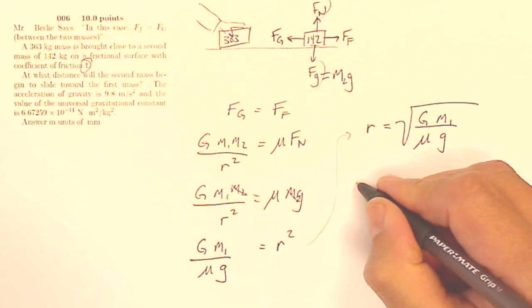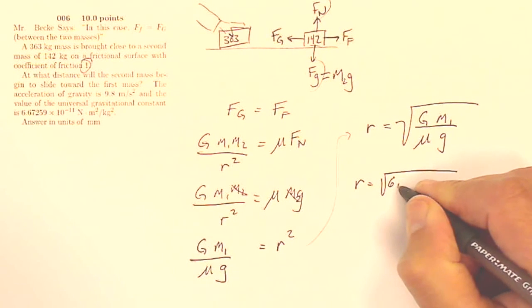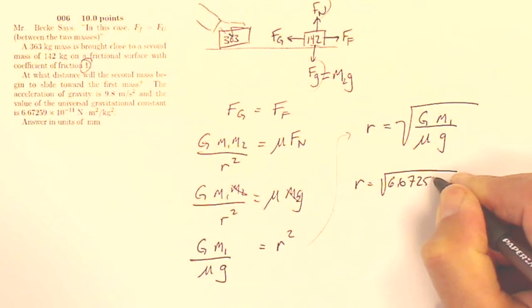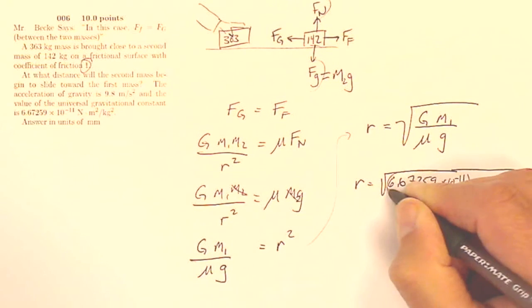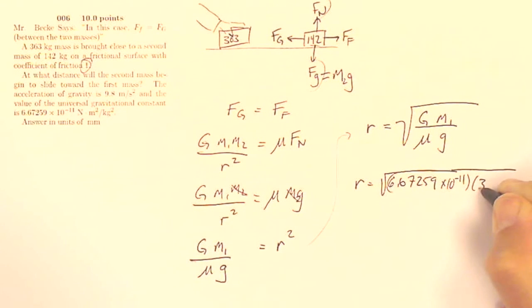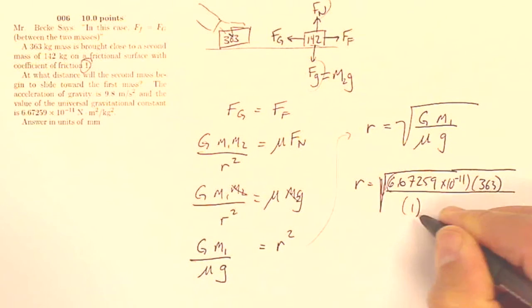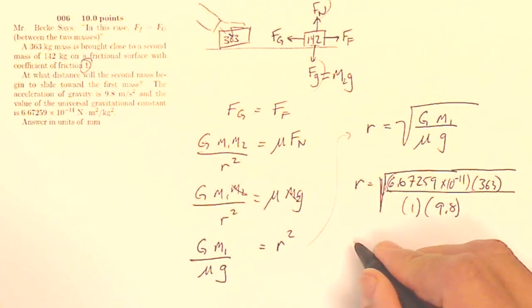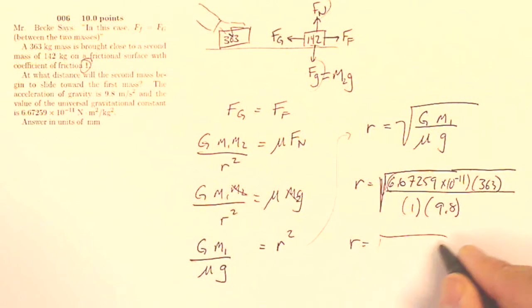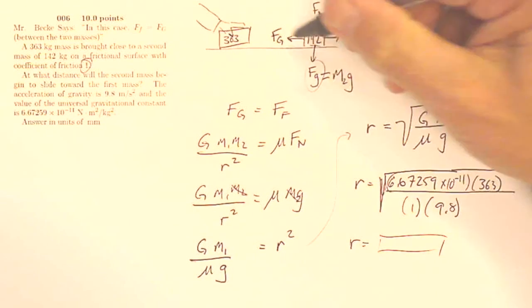Acceleration is 9.8 for gravity. So for me, my r is going to be the square root of 6.67259 times 10 to the minus 11 times the mass on the left, for me 363, divided by the mu, which for me just happened to be 1, I don't know why, and g is 9.8. That will give me the distance between them when the thing starts to slide, because I'm dealing with when this force of friction is going to equal this force of universal gravitation.